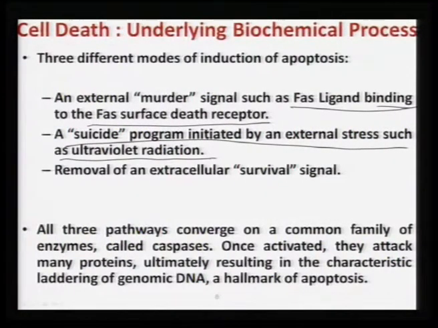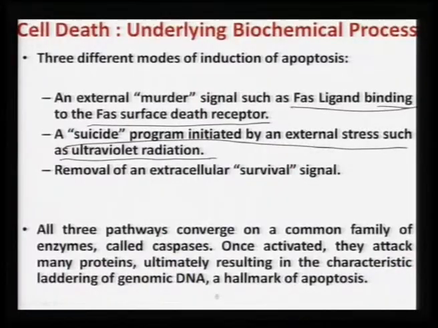For example, if you expose some cells to very strong ultraviolet radiation, UV radiation, the cells can die. That means the cell apoptosis here is triggered by the ultraviolet radiation. Another pathway is removal of extracellular survival signal. So, either you induce the death signal or you simply remove whatever signals were necessary for the survival of that particular cell. Then also you can induce the apoptosis.